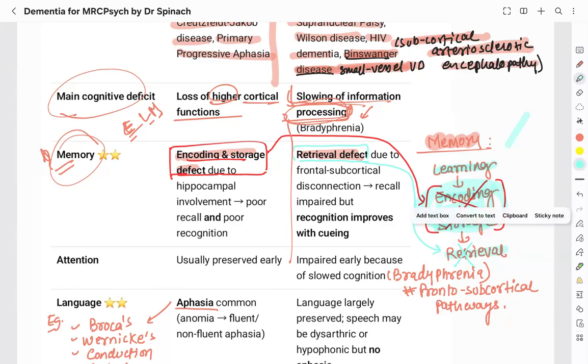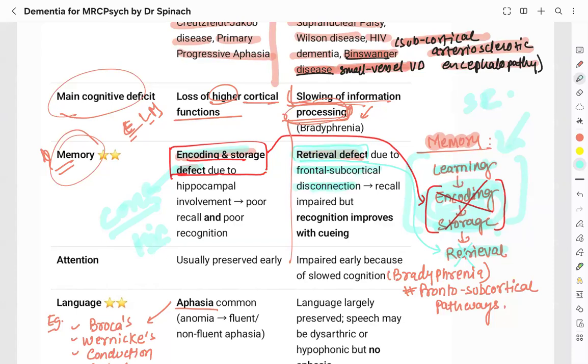So there is no question of retrieval. But if it is a subcortical dementia, when there is new information coming in, you will learn it, encode it, and store it because the cortical part is intact. Encoding and storage is done in the cortex, and the hippocampus is involved in that. But retrieval is done using the fronto-subcortical connections.